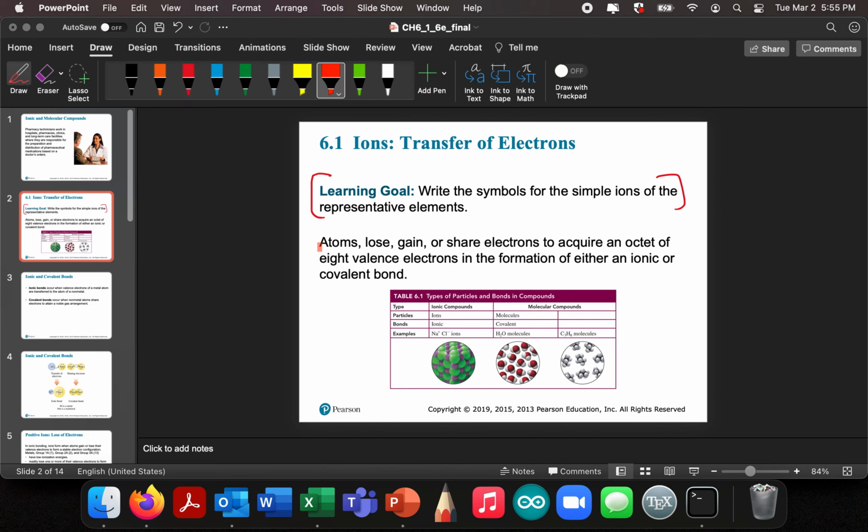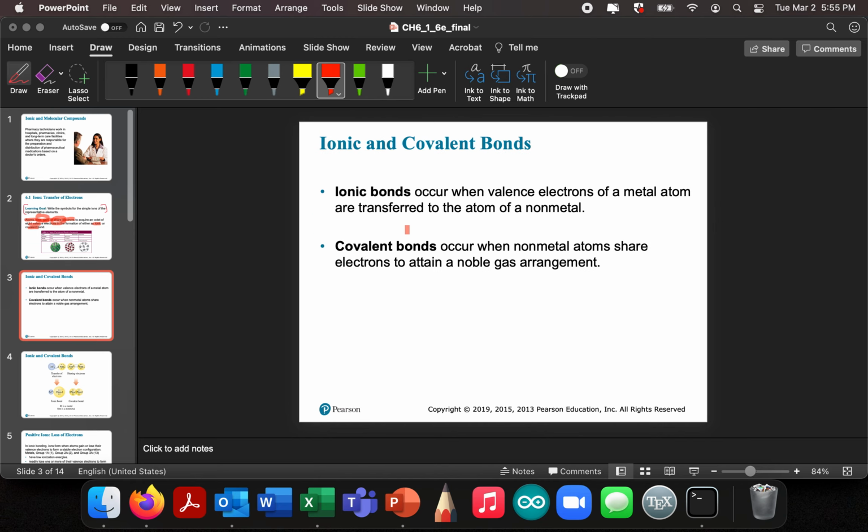Okay, now as a background, it's important, I think, to appreciate that atoms lose, gain, or share electrons in order to acquire an octet, or 8 valence electrons, in the formation of either an ionic bond, if they lose or gain, or a covalent bond if they share electrons. So really the whole goal is always to acquire an octet. What do we mean by that? All right, let's talk about that more.